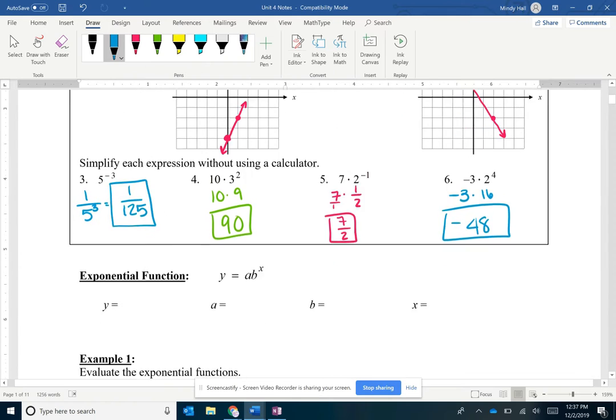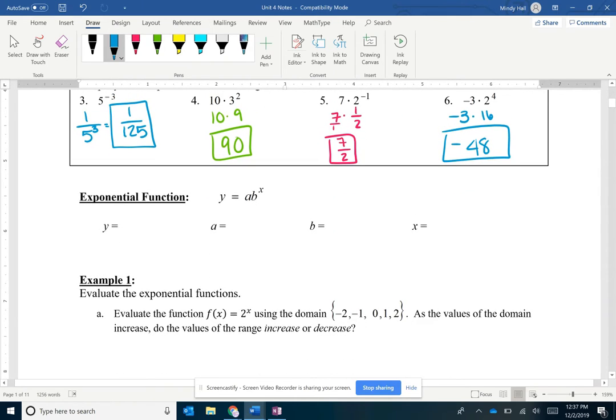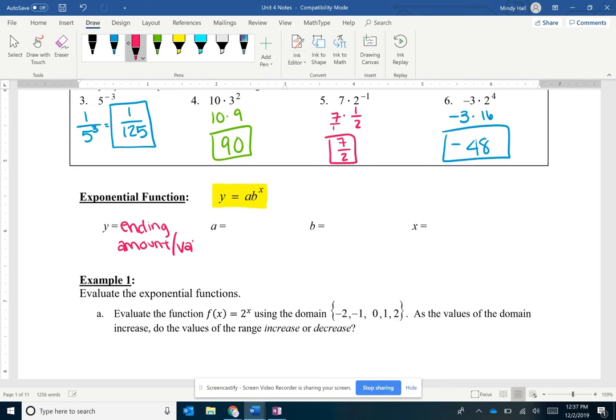So exponential functions, their standard form is y equals ab to the x power. And all of these letters kind of mean something in real world scenarios. So y is going to be your ending amount or ending value. So that would be after, like 5 years or something, how much money do I have in my savings account?